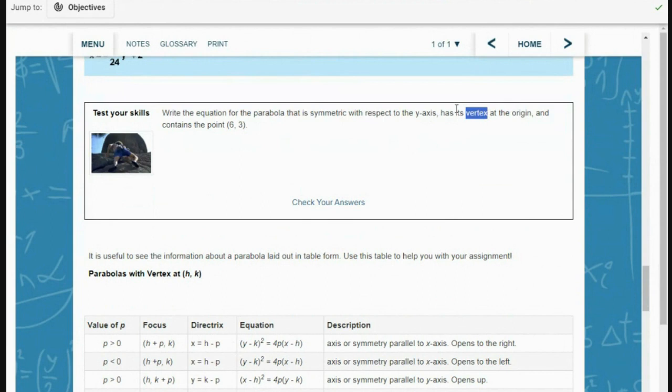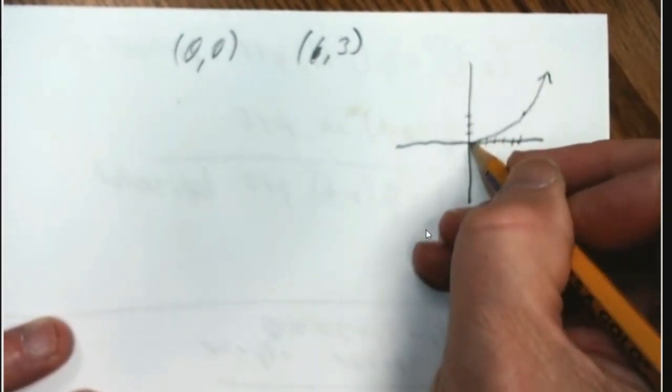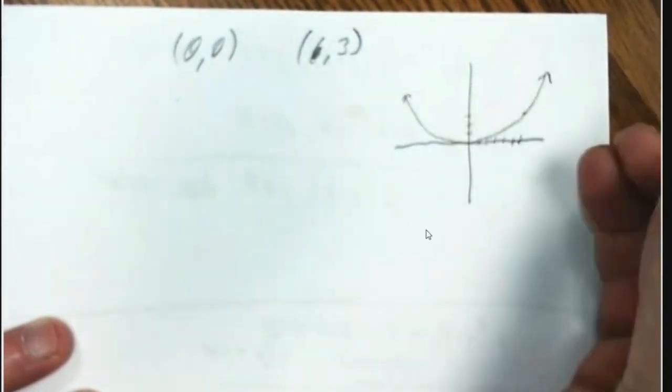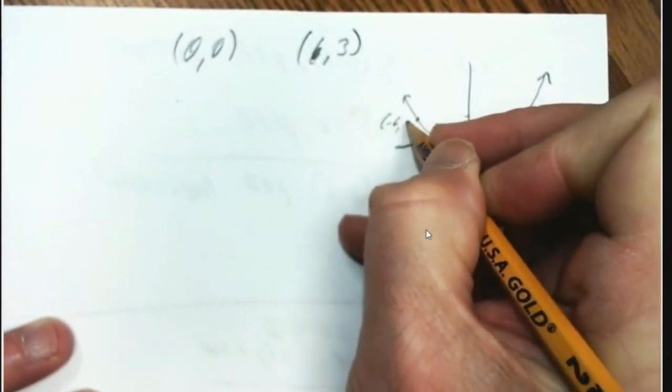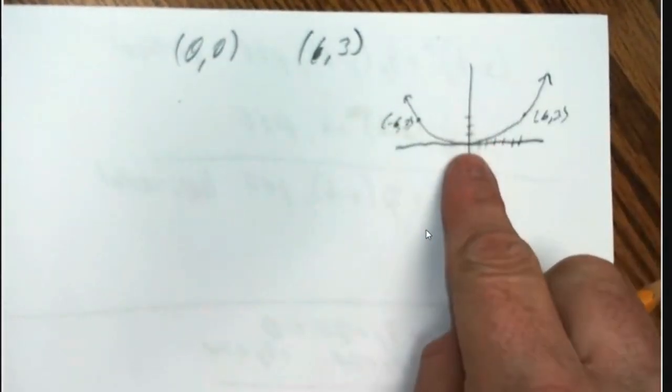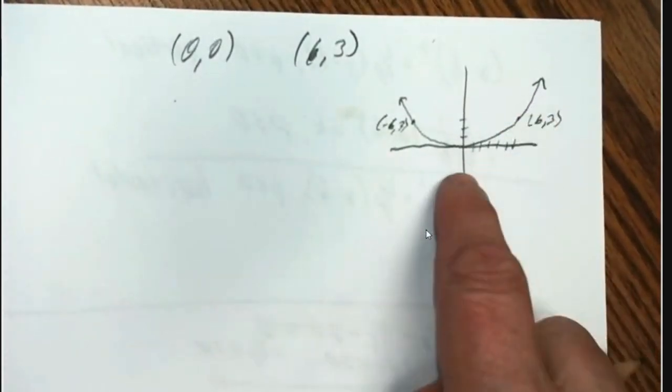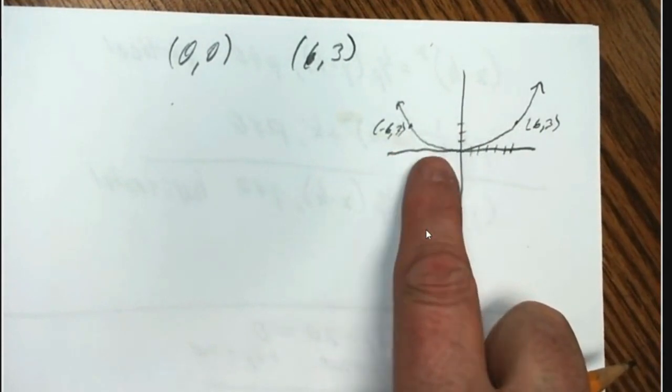Oh, we're gonna play with this one because this is a good problem. So let's see. Origin is (0, 0), and it contains the point (6, 3). Let's do a little sketch of it to start with. 1, 2, 3, 4, 5, 6, and 1, 2, 3. So this over here is a point. The vertex is the origin, so it's pretty wide. And since it's symmetric to the y-axis, if this is (6, 3), we also go through (-6, 3), because it's a mirror on both sides. And it wants us to write the equation for this parabola.